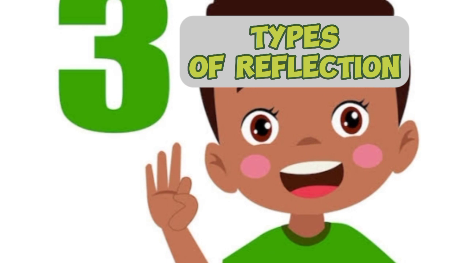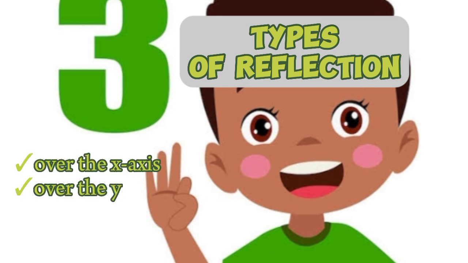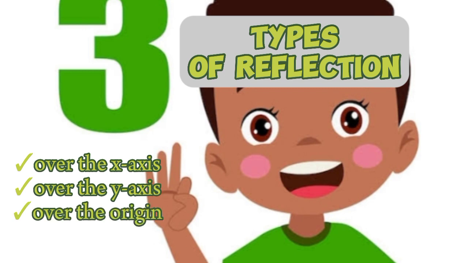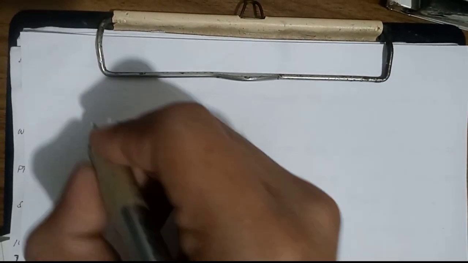There are three types of reflection. First, we have reflection over the x-axis. Second, reflection over the y-axis. And lastly, reflection over the origin. Let us have first the reflection over the x-axis.